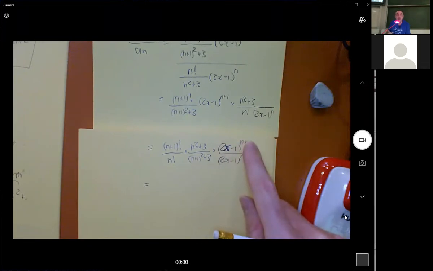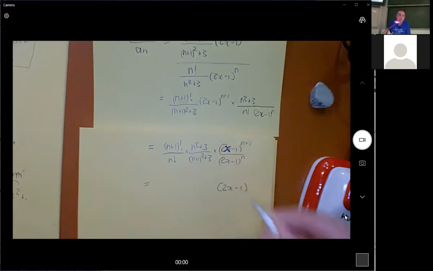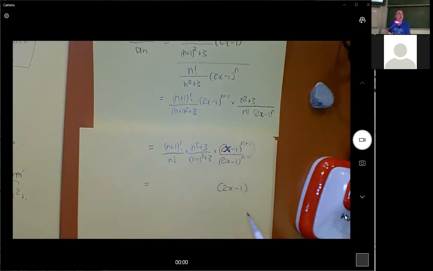Anything to the power of n plus 1 divided by the same thing to the power of n is that thing to the power of 1 because you subtract the exponents. So this bit is going to be 2x minus 1 because we subtracted these exponents here, in the same way that 2 cubed divided by 2 squared is just 2.